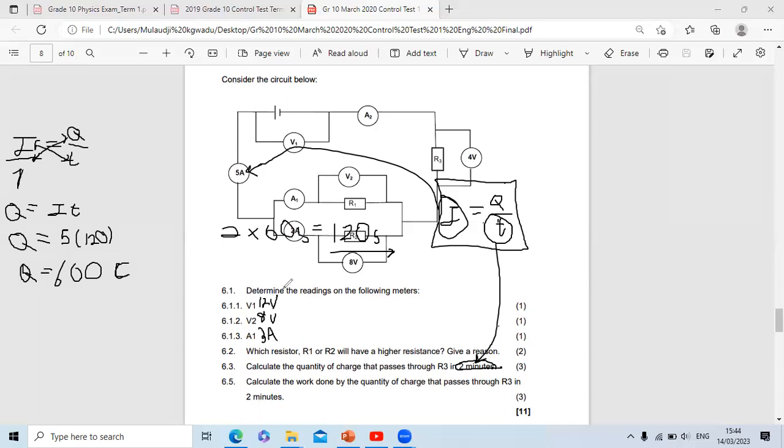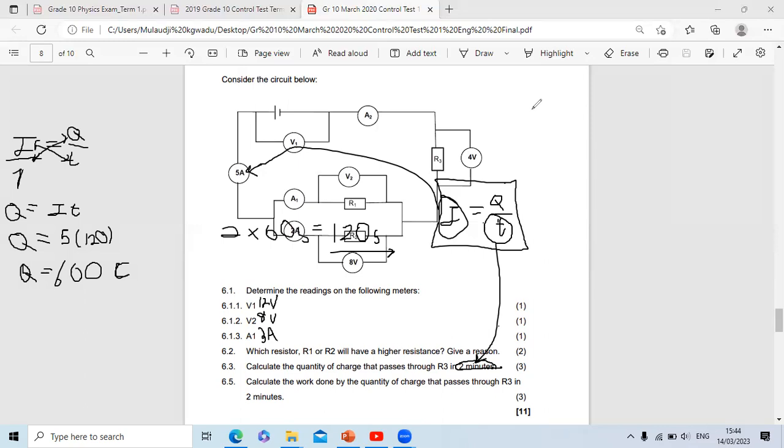And now they say calculate the work done by the quantity of charge through our tray in 2 minutes. Okay, so let me just do this, because now they're just throwing all these new things at you.